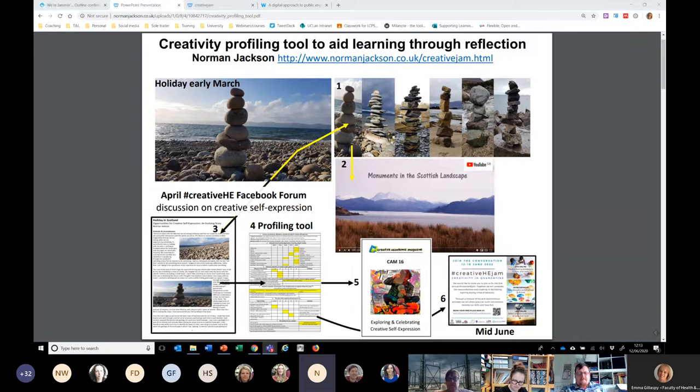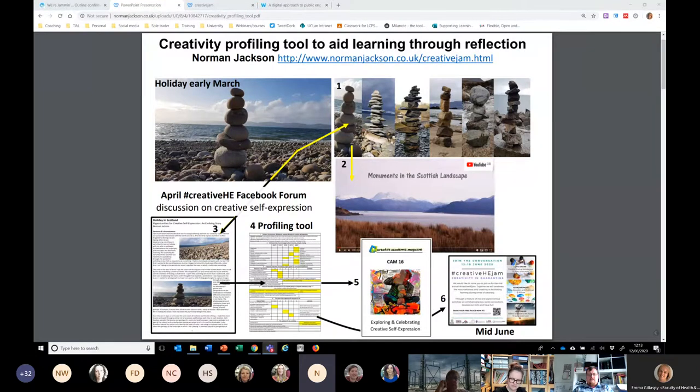Roll on to the next context, the April Creative HE Facebook forum discussion on creative self-expression. I wanted to use this as an illustration of how I had tried to create something which expressed how I felt about a particular situation. So I created a narrative, that's three on the slide. And from this narrative, I had, if you like, some knowledge of my experience. I then began to evaluate it, to reflect on it, and to try and draw out what was creative about it. So that was the start of the idea of a mapping and profiling tool.